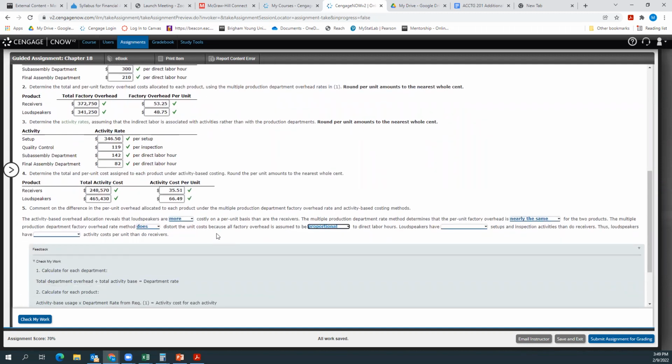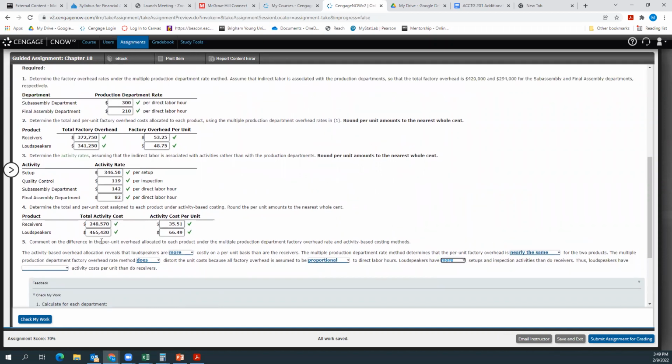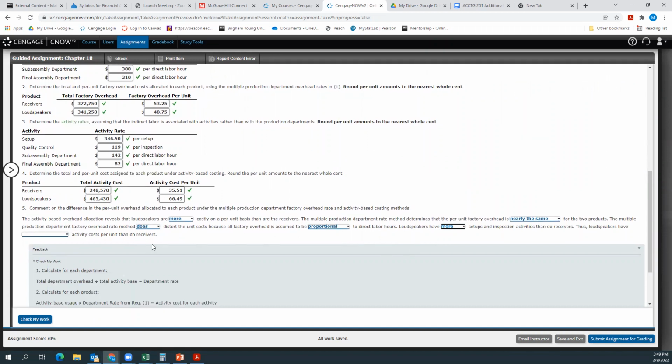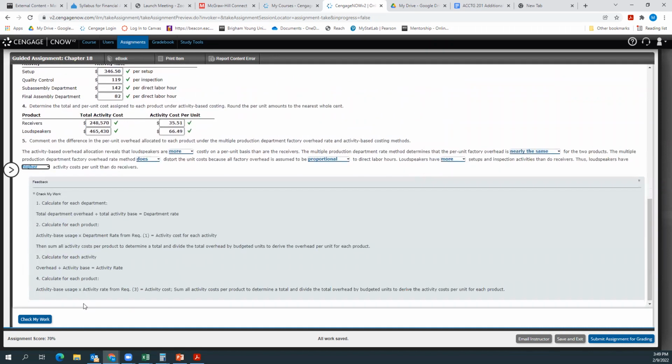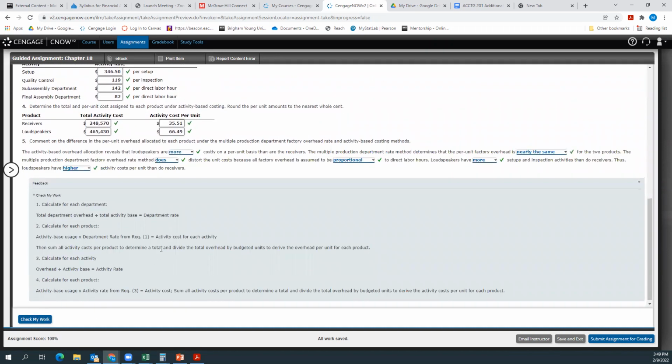we found out that there was a lot of distortion, right? So loudspeakers have blank setups and inspection activities than do receivers, we'll say more, right? Because the loudspeakers had way more setups. Thus, loudspeakers have blank activity costs than do receivers, higher activity costs. And we'll check our work and we're good.